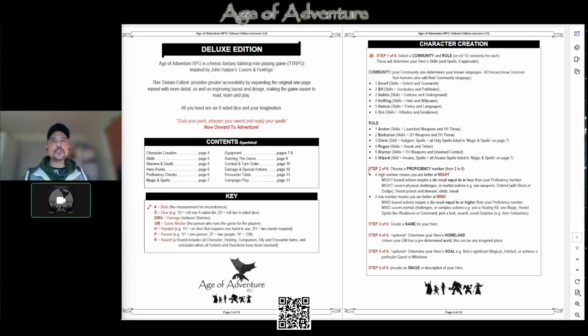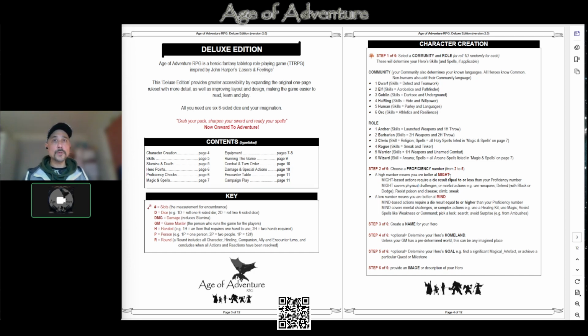As I mentioned prematurely there, the game is based on the one stat system of Lasers and Feelings, where the characters have a number assigned to them that ranges between 2 and 5. And it's a sliding scale in that the number determines the result or success of all their actions. And there are 2 types of actions you can take. There are might-based actions like physical challenges, climbing, sneaking, fighting, that sort of thing. And mind-based actions like parlaying or lockpicking, avoiding surprise. And if you're good at one thing, then you're not as good at the other.